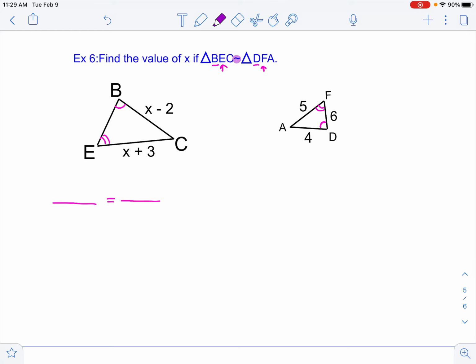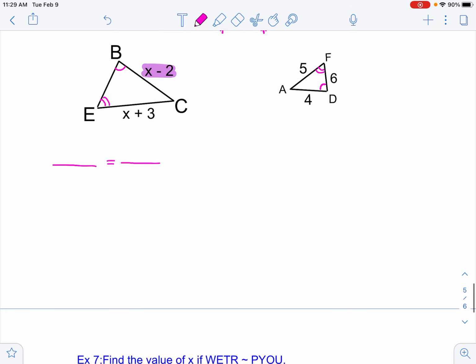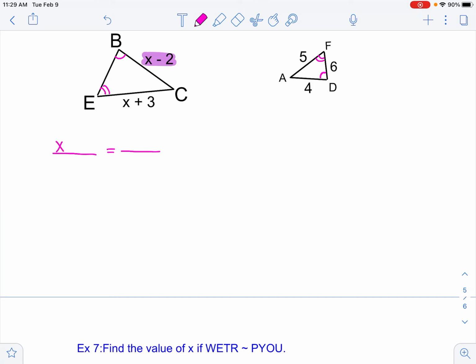Okay, so I'm going to come over to the triangle on the left, and I see that there's no numbers. There's just binomials with x in them. So I'm going to start by picking one. I'll pick this one, x minus 2, and I'm going to put it in my numerator. I could have started by picking x plus 3, but I'm going to pick minus 2 instead. I just feel like it.